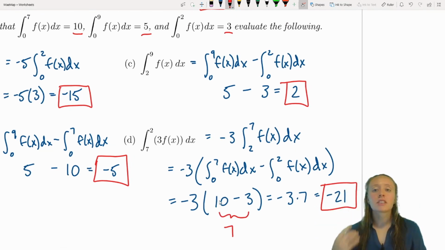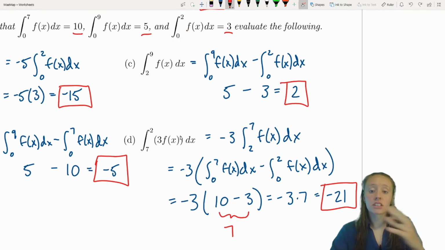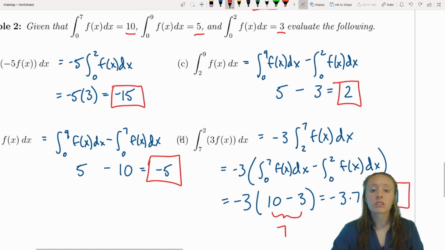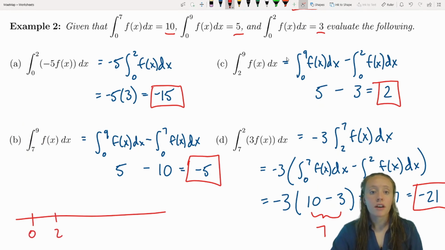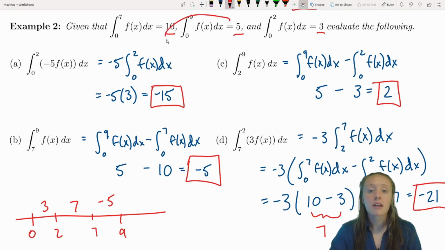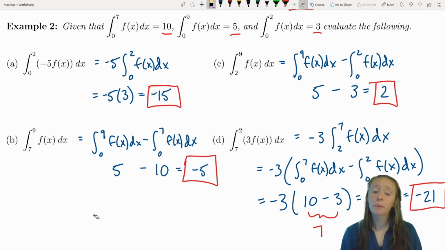Think about a way to double check this. Well, we know our total integral from 0 to 9. I can take 2 to 7, add it to 0 to 2, and then finish that interval out by adding that to my integral from 7 to 9, because then I'll have from 0 to 2, that was a 3. Then from 2 to 7, I calculated that and got a +7. And then from 7 to 9, I calculated that and got a -5. So this should all sum up to be a +5. 3 plus 7 is 10, minus 5 does indeed equal +5. So this checks out. And with that last example, we wrap up this worksheet.